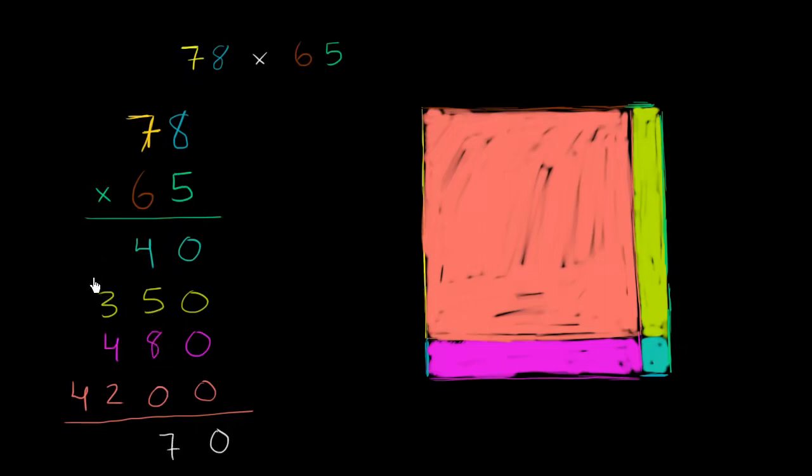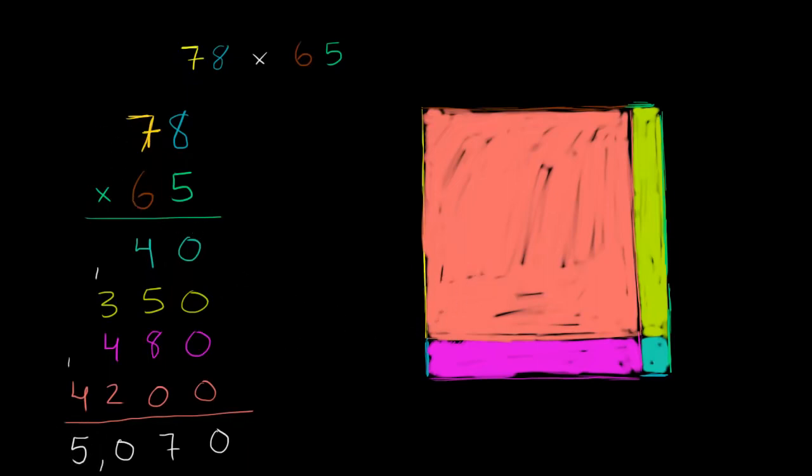And now we can carry a 1. 1 plus 3 is 4. 4 plus 4 is 8. 8 plus 2 is 10. Carry a 1. You say regroup a 1 even, and you have a 5 right over there. So you get 5,070. Now I want to visualize what was going on here using this area model.